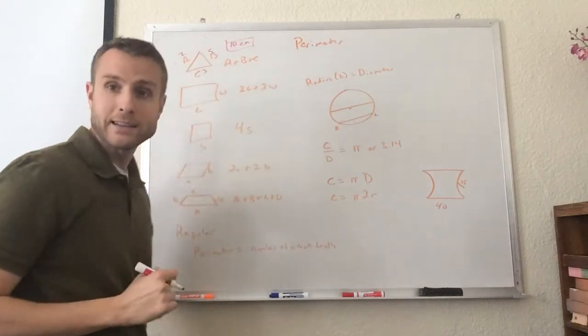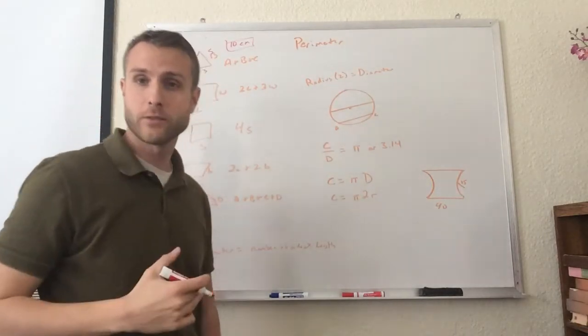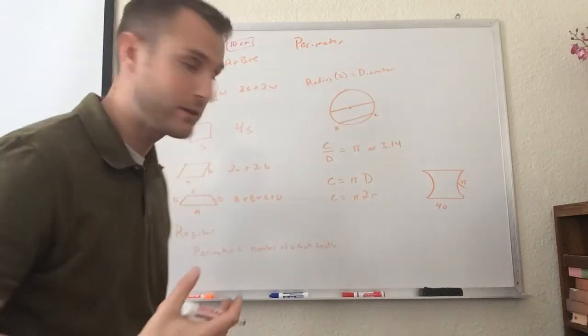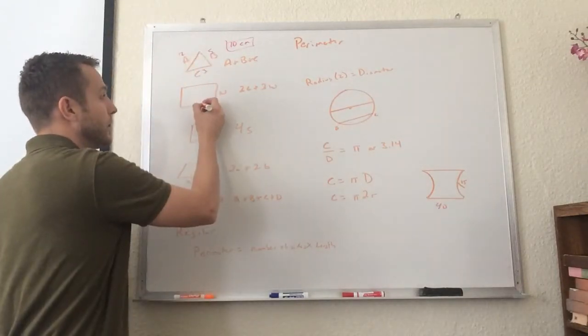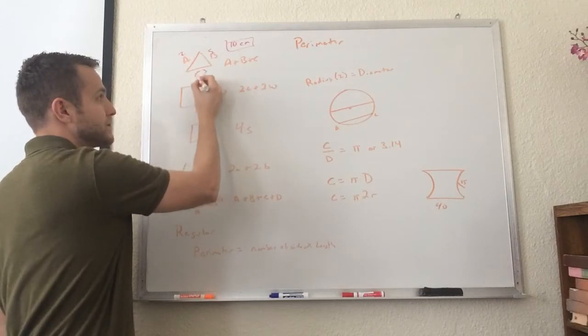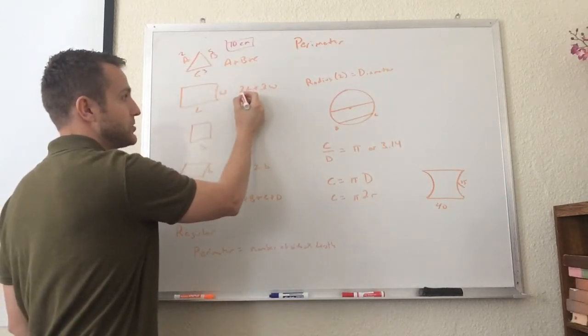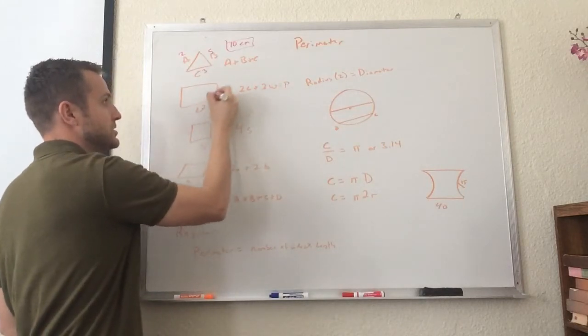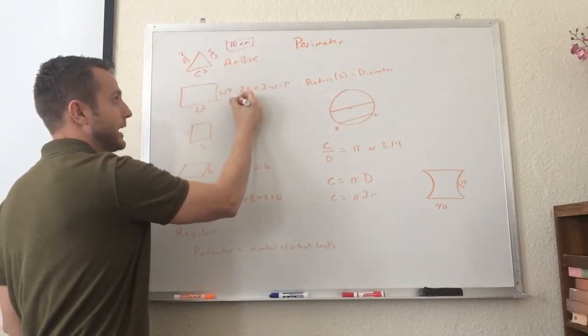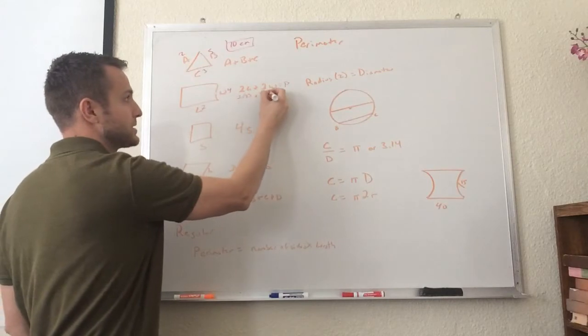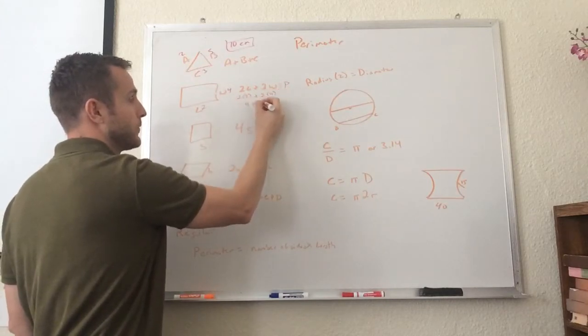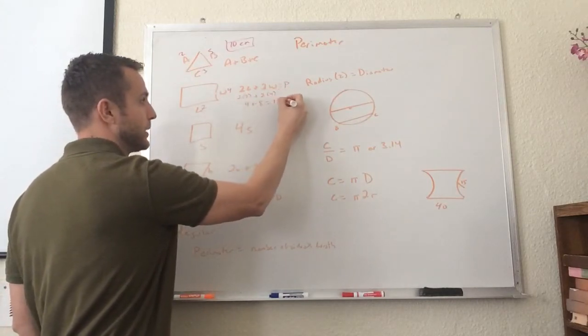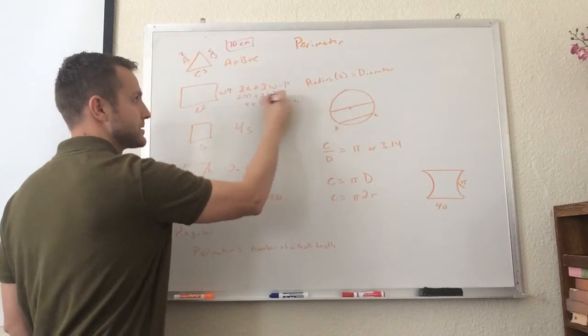If I have a rectangle, parallel sides of a rectangle are going to be congruent to each other. So I know that this is going to be the same as this, and this is going to be the same as this. So I do 2L plus 2W is going to equal my perimeter. So let's say that this is 2 and this is 4. I'm going to do 2 times 2 plus 2 times 4. 4 plus 8 is 12 units.